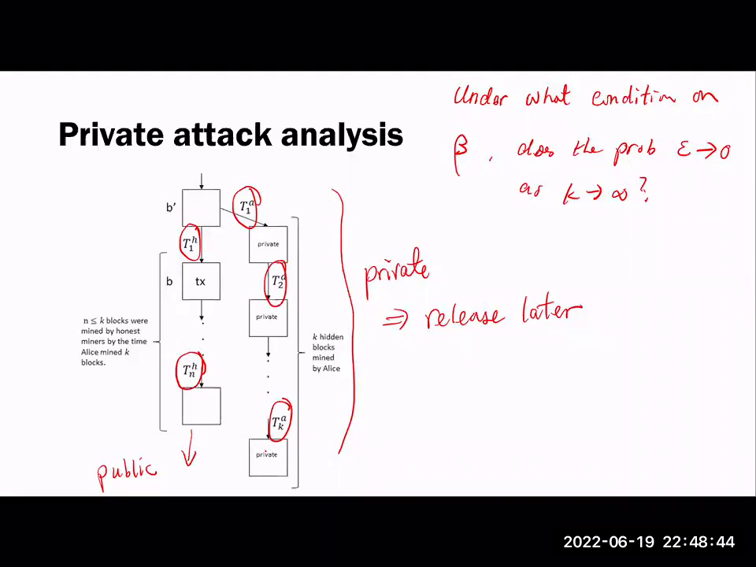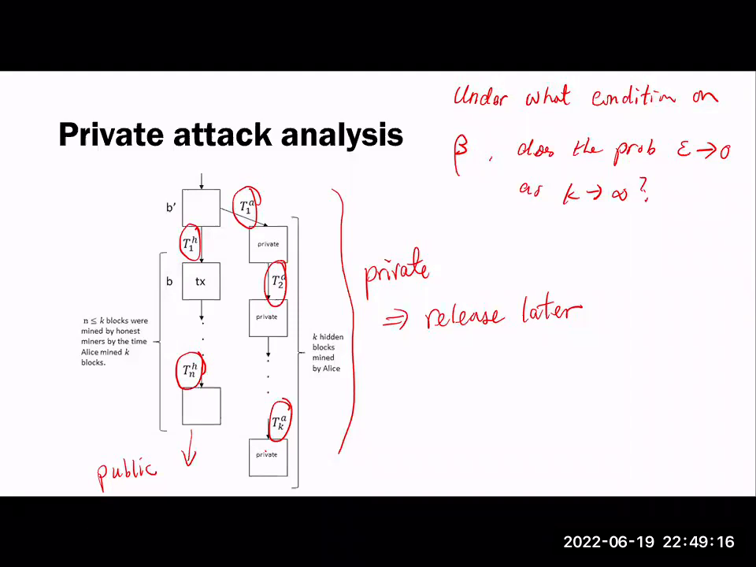50%, right? Yes, because at the 50% threshold, the adversary and the honest are equal. As long as the adversary has slightly less than 50%, then as K goes to infinity, eventually the adversary will lose out. So 50% is exactly the analogue of the capacity of the system, but under this private attack.